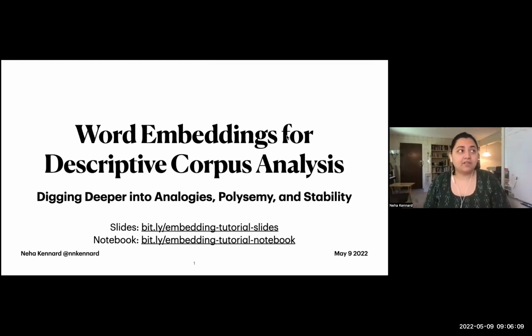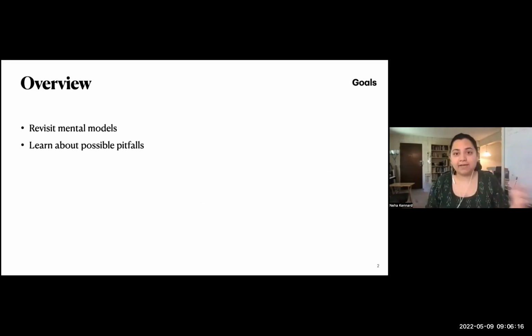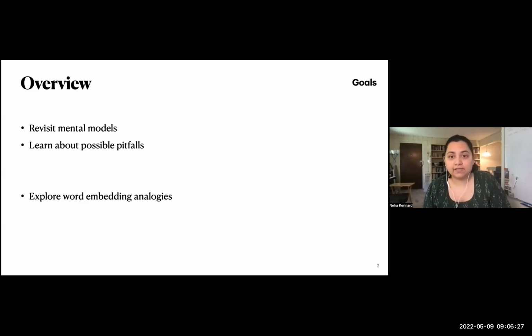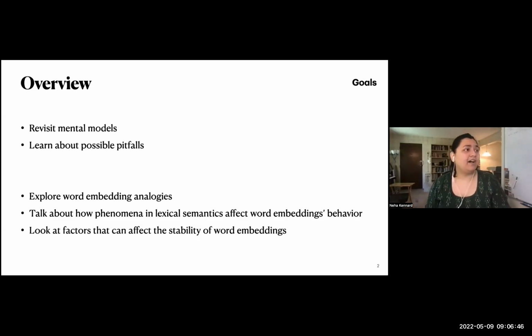Okay. So just as an overview, some of the goals for today are to revisit the mental models that we're supposed to have around word embeddings and learn about possible pitfalls that you might encounter when you're using word embeddings in your research. The way that we're going to do that is by looking at word embedding analogies, talking about how different phenomena in lexical semantics affect word embedding behavior, and also by looking at factors that affect the stability of word embeddings. But most importantly, we are going to talk about how to mitigate the effects of the problems these things can cause in your work.